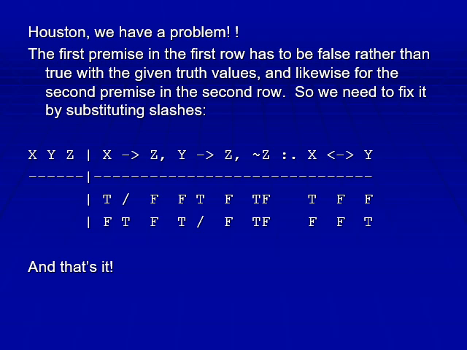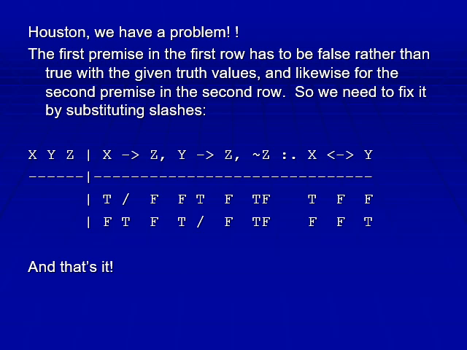The first premise in that first row has to be false rather than true with the given truth values. You end up with if x then z, where x is true and z is false. That's always going to be false. You run into the same problem with if y then z. Y will turn out to be true in that row, and z is false. So we can't have that be a true premise. In both cases, we substitute slashes, and that's it.